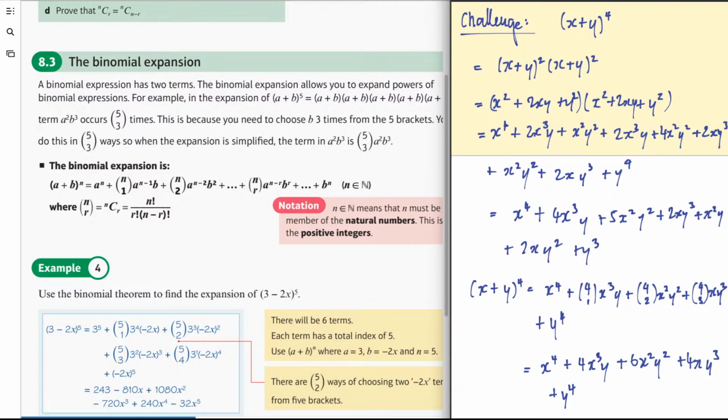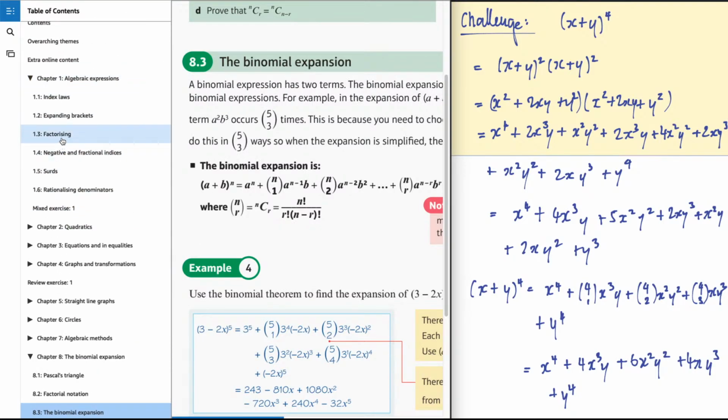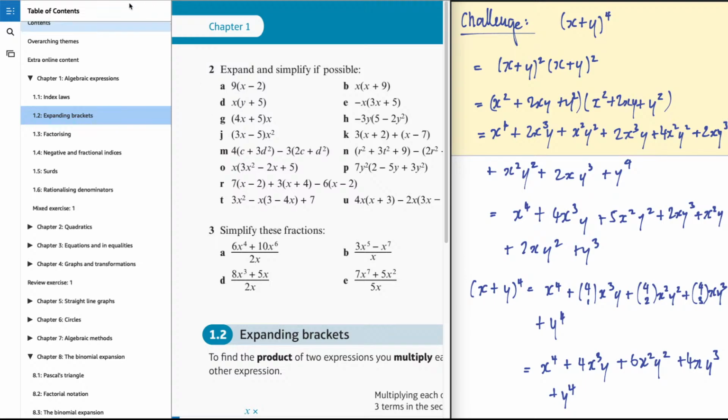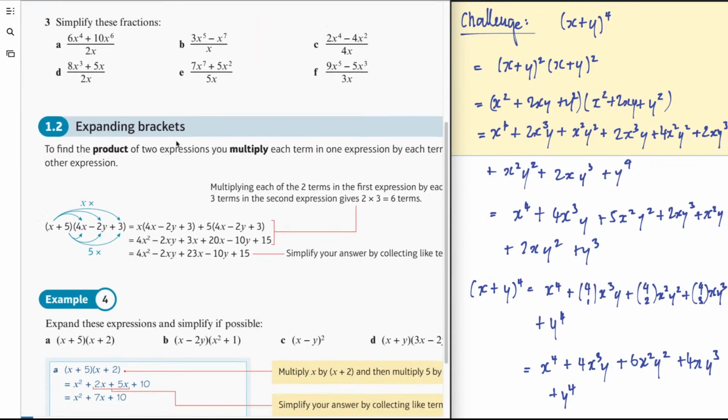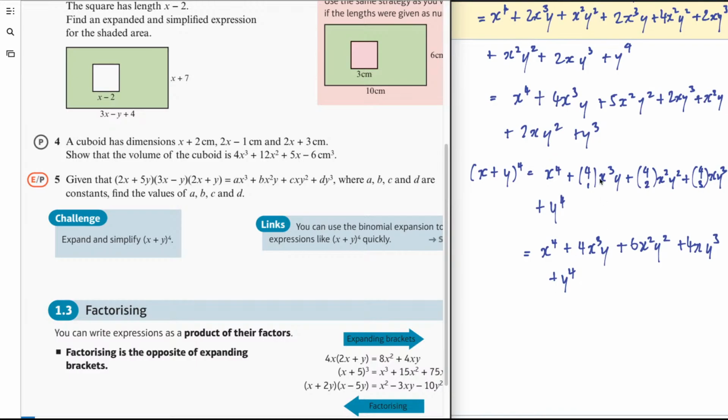So what we were just doing was, we started on chapter 1, and we actually found a little shortcut for expanding brackets. So we were looking at this challenge here. We saw we had x plus y to the power 4, and we did it the long way, and then we found a little shortcut here. This is binomial expansion.